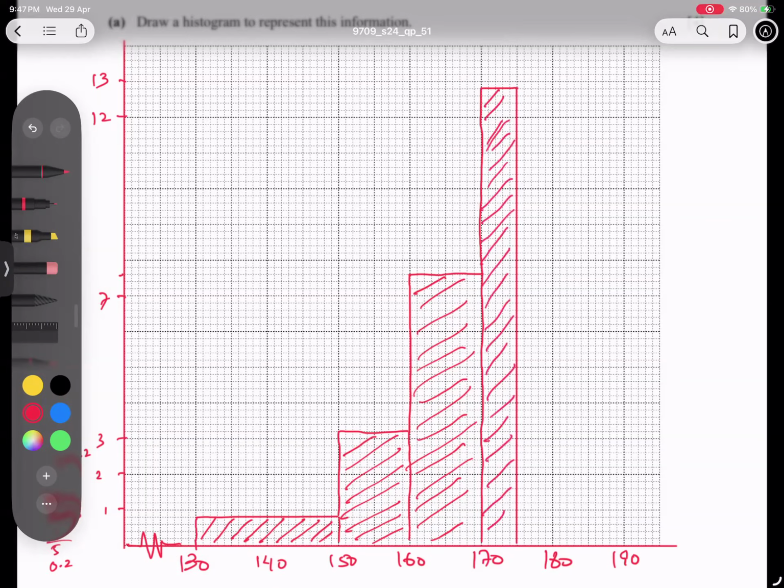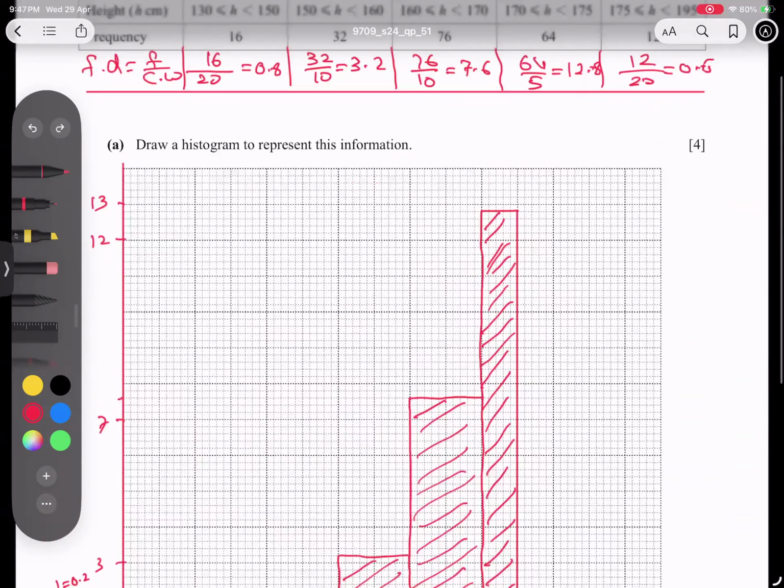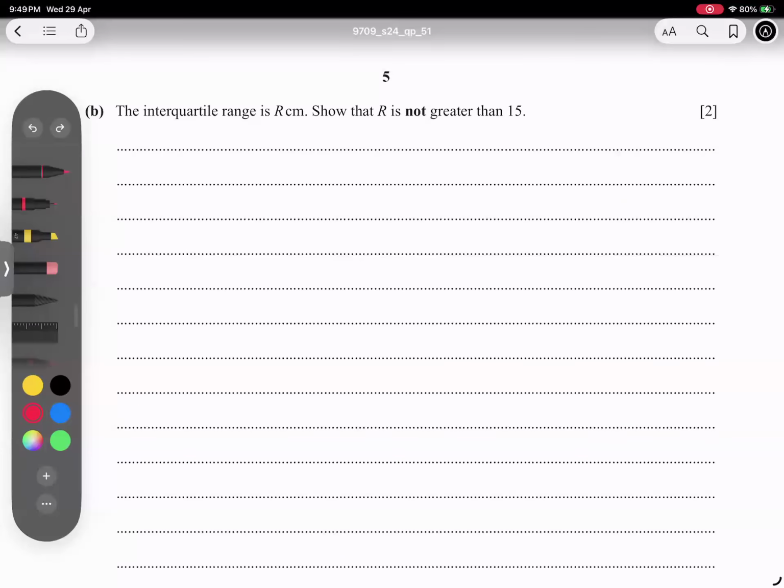Because he said 70, let me check again. 70, 75. Correct. Okay. Now, students, 75 to 195 and 0.6. 0.6 is 3 boxes. So I believe that this is nothing hard. Alhamdulillah Rabbil Alameen. We have done it. And now let's talk about the next part.